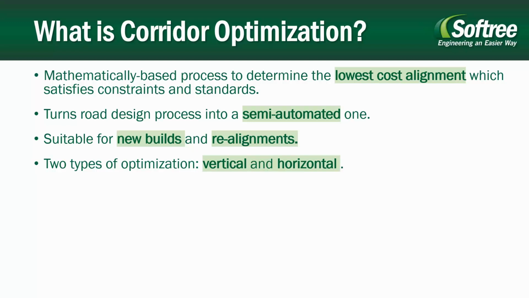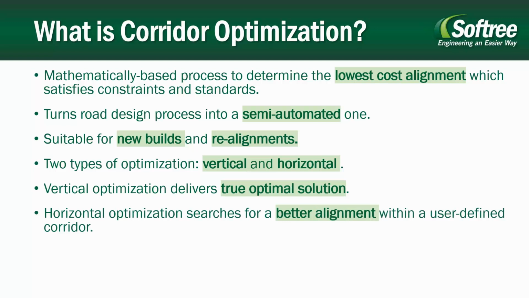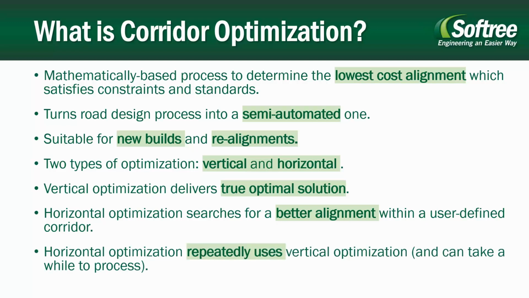And then there's 2 types of optimization, vertical and horizontal. Now, vertical optimization is deterministic in that it actually will deliver a true optimal solution, the best possible alignment it can possibly do that minimizes the cut, fill, and earthwork movement costs. Horizontal, on the other hand, searches for a better alignment within your user-defined corridor. And it also relies on the repeated use of vertical optimization. So horizontal looks for this improvement, and it can also take quite a long time to do.